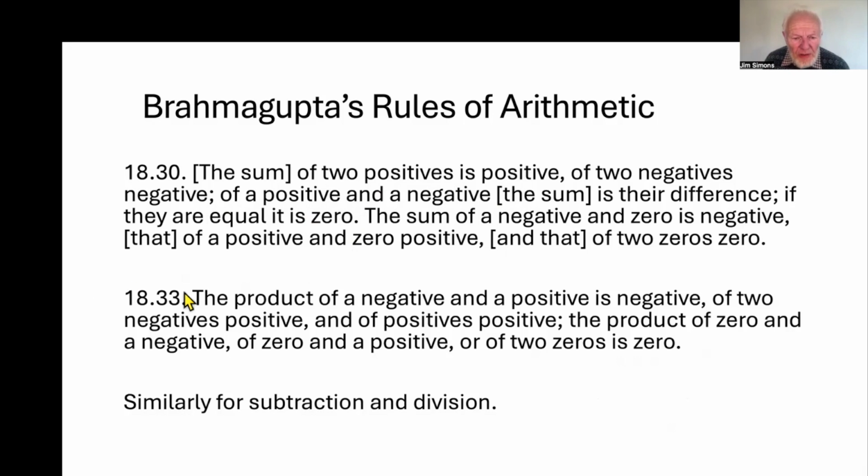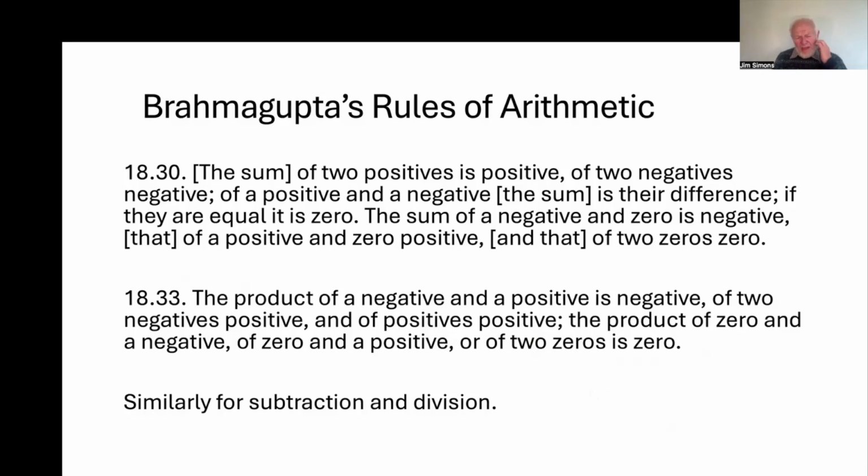The product of negative and positive is negative, of two negatives, positive, that's the tricky one, and of two positives, positive. The product of zero and a negative, of zero and a positive, or of two zeros is zero. So he's got multiplication completely right as well. There are similar paragraphs about subtraction and division, and they're all completely correct as well, apart from the fact that he says zero divided by zero is zero, which is a defensible position, though it's not the one we take nowadays, which is that it's undefined.